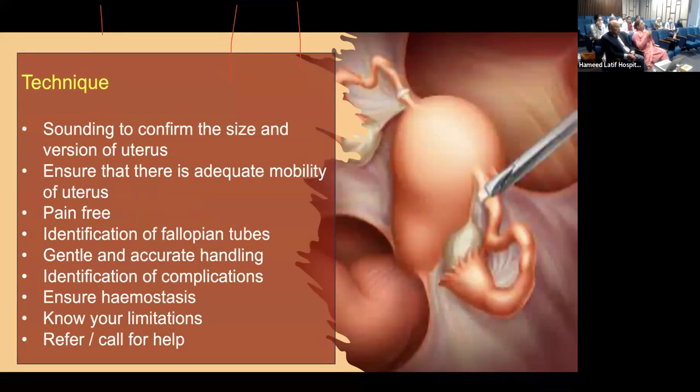So technique की बहुत ज्यादा डिटेल में हम नहीं जाएंगे, लेकिन simple बात, as I said, that we need to evaluate, we need to know the LMP, we need to know the size and the direction of the uterus, we have to make sure that the uterus is mobile, the patient is pain-free. Once you are opening the abdomen, then the important thing when opening the abdomen is that you have to ensure that the bladder should be empty. Because आपने इसका incision देना है.